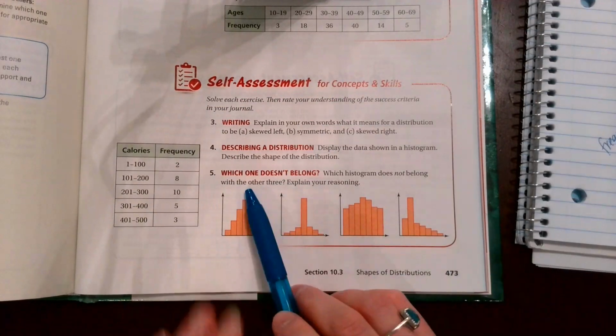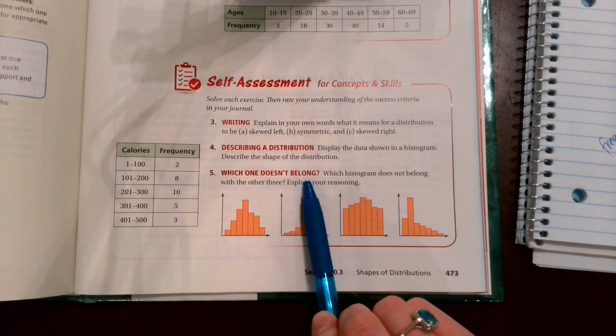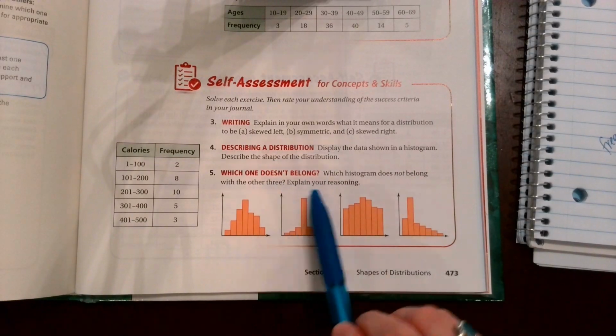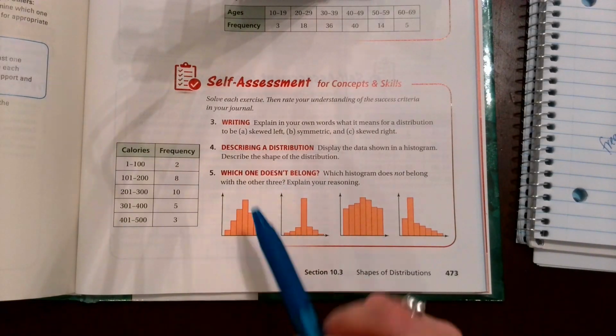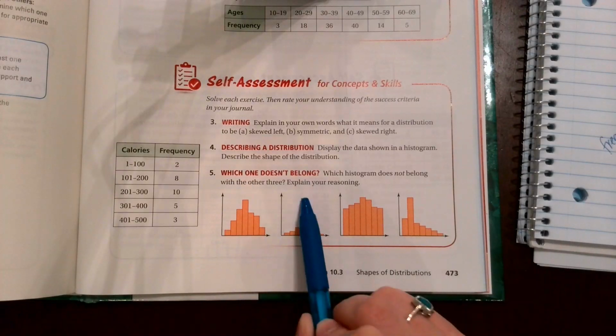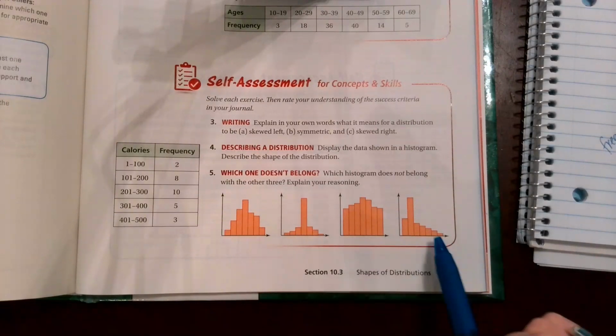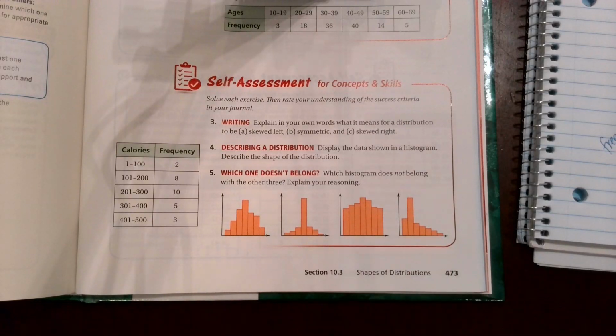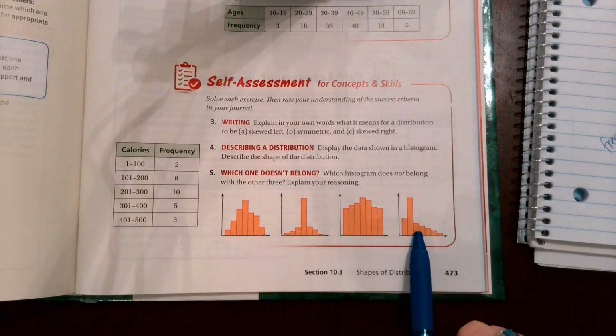Okay, next let's do this one. Which one doesn't belong? Which histogram does not belong with the other three, and explain your reasoning. Looking at this one here, this one, and this one. Which one does not belong? Okay, you should say this one does not belong, and why?